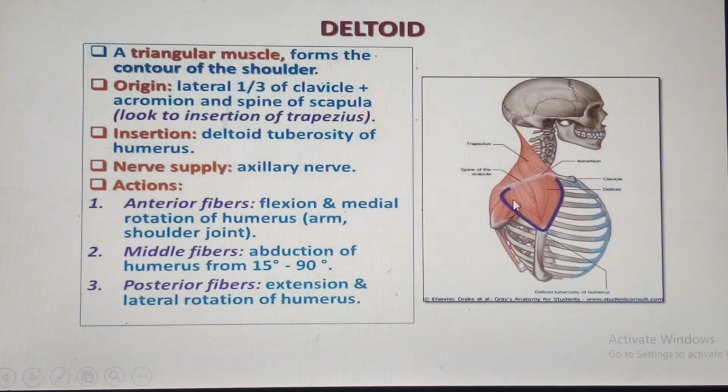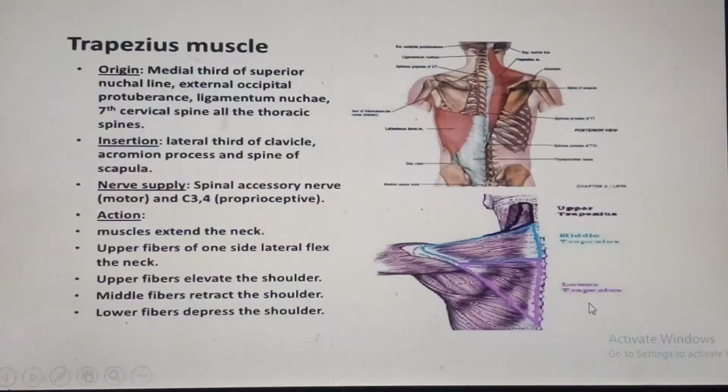Then we have the posterior fibers. You can see they are more posteriorly placed, so posterior fibers will be important as far as lateral rotation. While the anterior fibers do medial rotation, the posterior fibers will do lateral rotation. If you are doing lateral rotation, then essentially you are going posteriorly, and therefore you are doing extension at the shoulder joint. So that's the deltoid muscle for you.